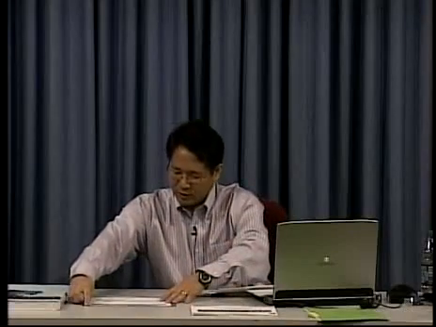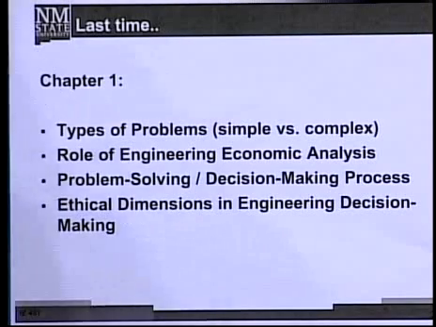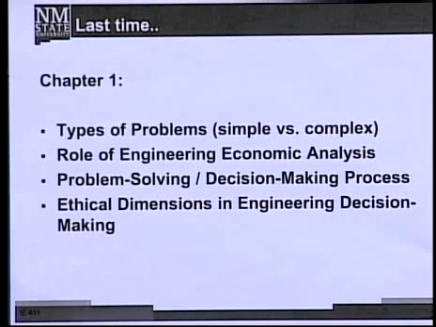So last time we talked about chapter 1 of our text, and we solved a couple of exercise problems. First, we distinguished the simple problem from the complex problem. And we also learned about 9 different steps for problem-solving, decision-making processes. So first, today, we're going to solve several more problems from our text. And then we will talk about chapter 2, okay?